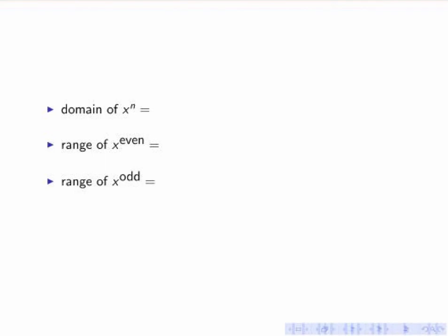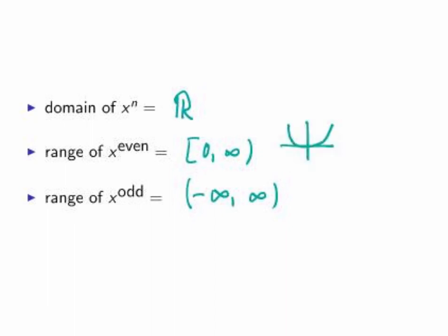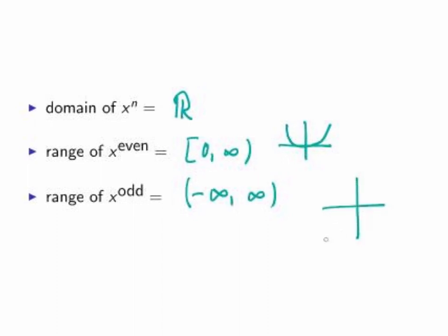So the domain, as we have seen, for x to the n, what can I substitute? What am I allowed to substitute? I'm allowed to substitute whatever I want. So the domain is the whole of R. Now the range is different. The range of x to the even, we have seen these are like the parabolas. We don't get negative numbers. So the range is 0 to infinity here. And here the range is minus infinity to infinity. So in the odd case, we go from minus to plus infinity, we get all the values, right? So here the functions look like this, and here these functions look like this.